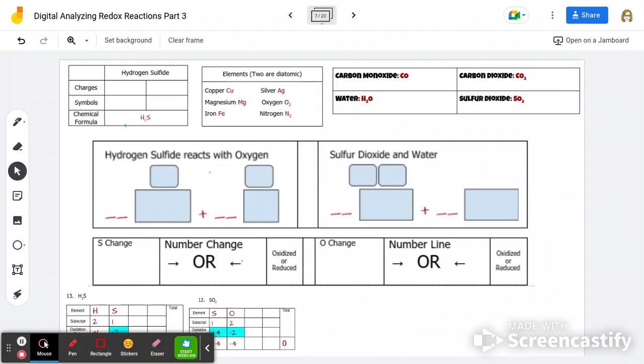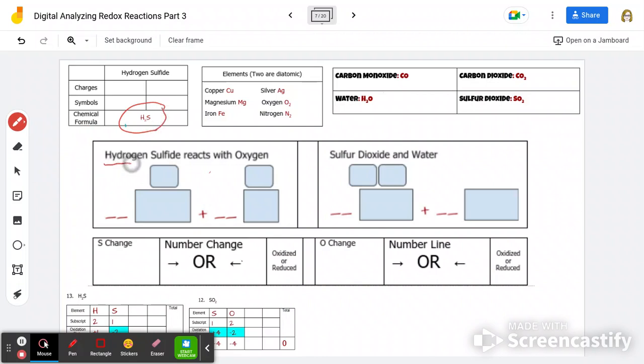All right, we've got an example from the Redox assignment. And the first thing you need to do is find your formulas. So we did part one of the assignment that should help you with that. And I put in the parts from that assignment with those formulas.